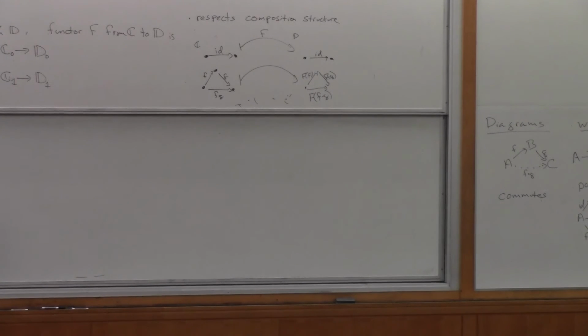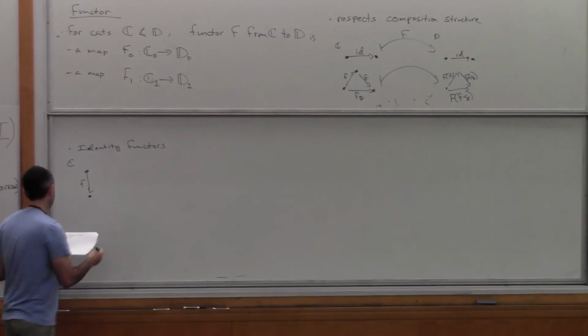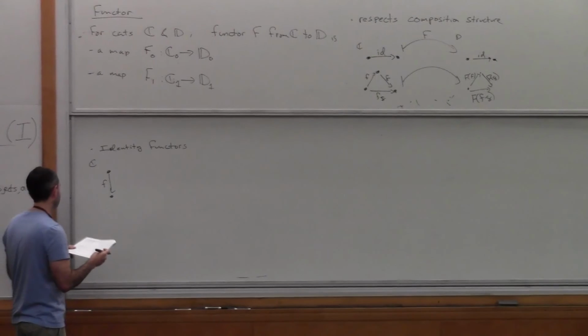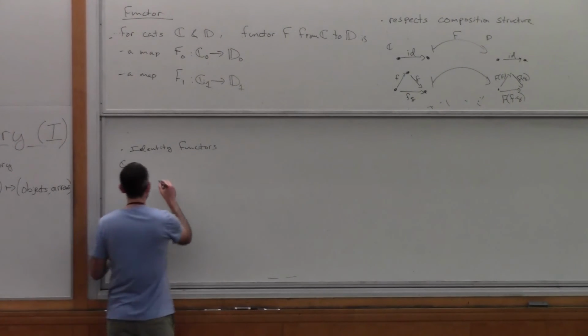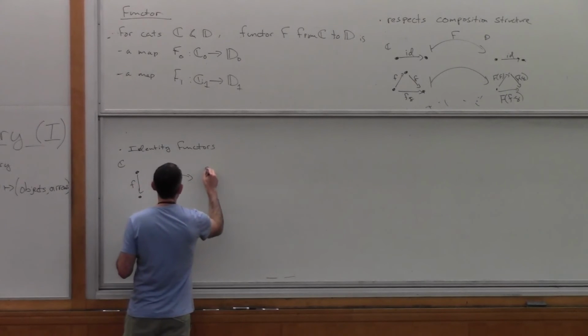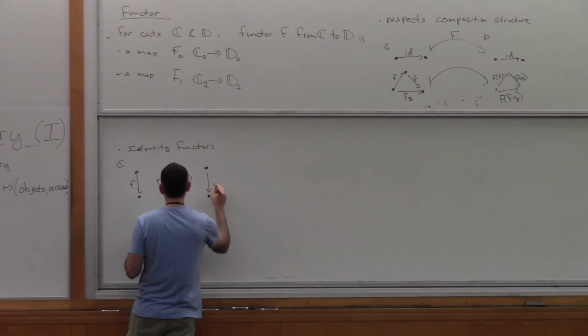So the identity functors, well, if I have a diagram in the domain category, if I just have an arrow in the domain category, then it takes it to that same arrow in that same category.